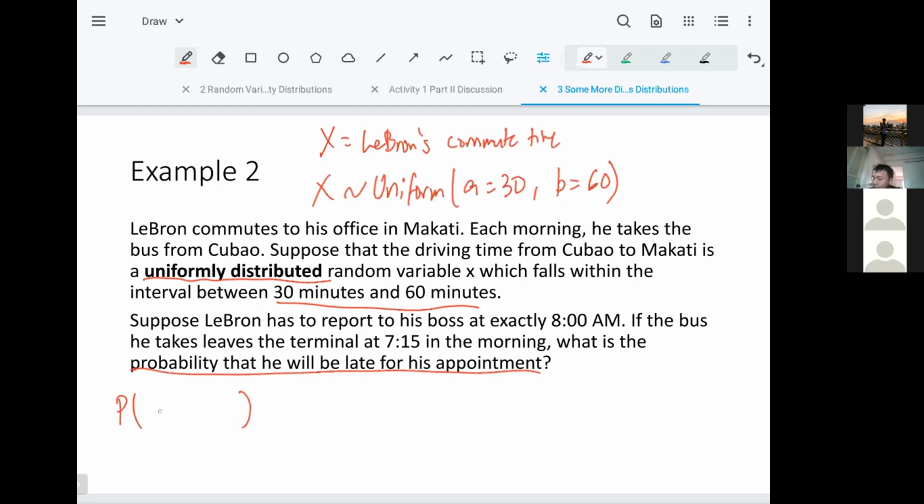And X is greater than 45. So that's correct. Kasi 7:15 siya magli-leave, 45 minutes para maging eksakto siya sa oras. If he takes more than 45 minutes, then he's already late. So one difference of this is that yung minutes na yan pwedeng 45.01, 45.0001. So continuous random variable siya, unlike the counts dun sa discrete, di ba? So continuous yan. How are we gonna solve this? That's the new problem. Kasi, di ba ang ginagawa natin kapag may greater than ng discrete, taga-add tayo. Paano natin gagawin yan ngayon?